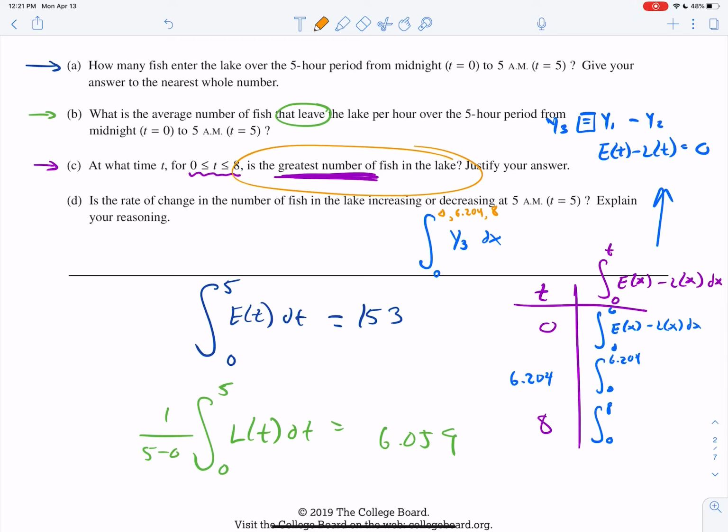Notice they don't ask you what the amount of fish is. They just ask you what the time is when that happens. So that's pretty much it. The scoring guidelines are a little bit different. You're more than welcome to follow that. They actually give you 2 options here, but I think doing the table is a lot more straightforward.